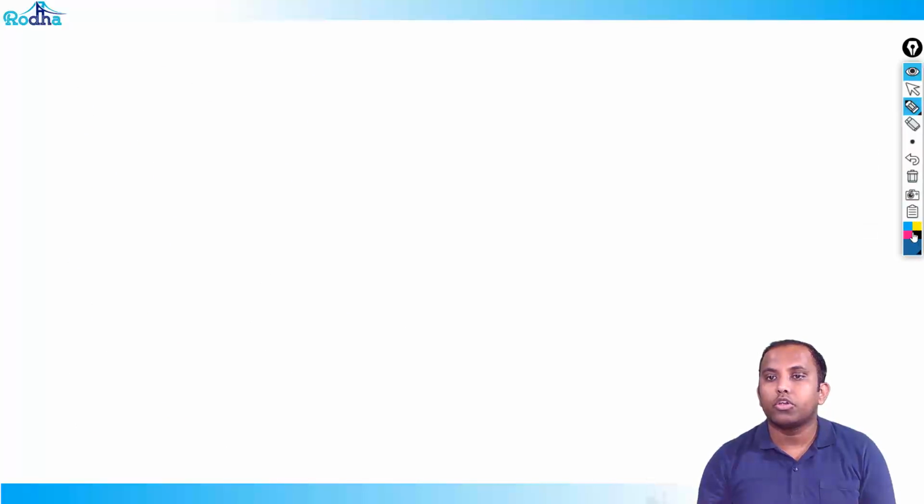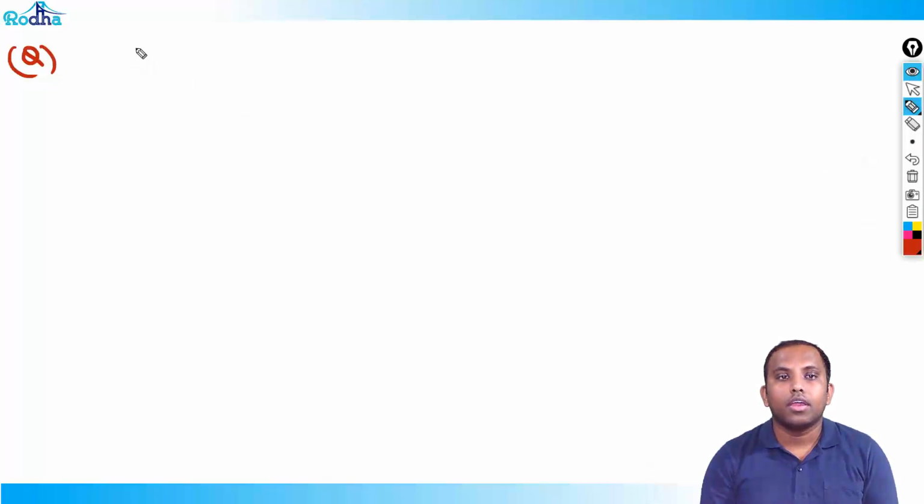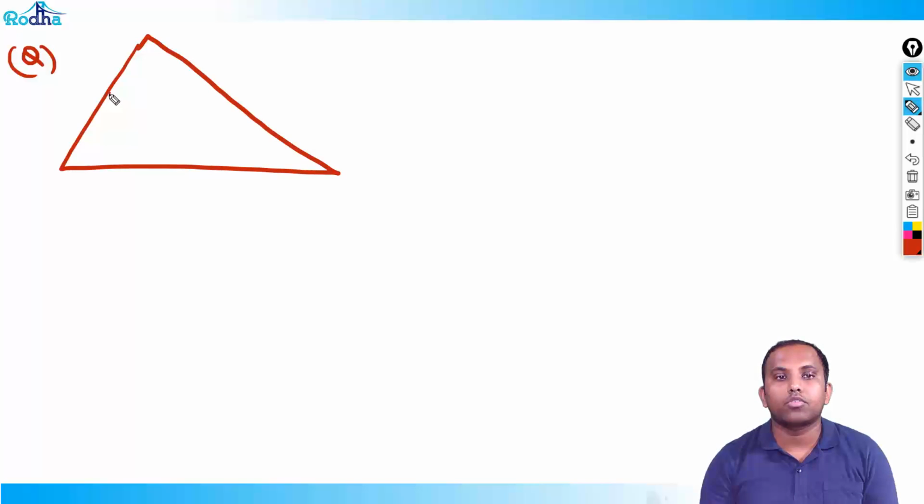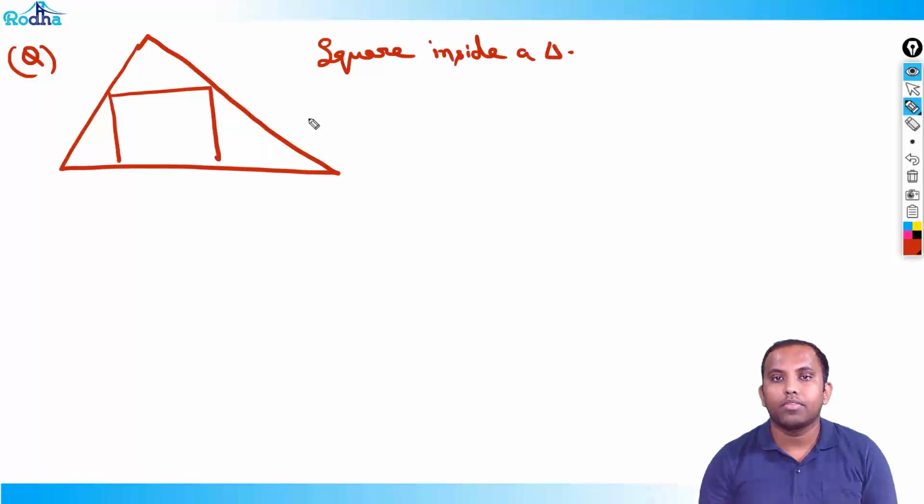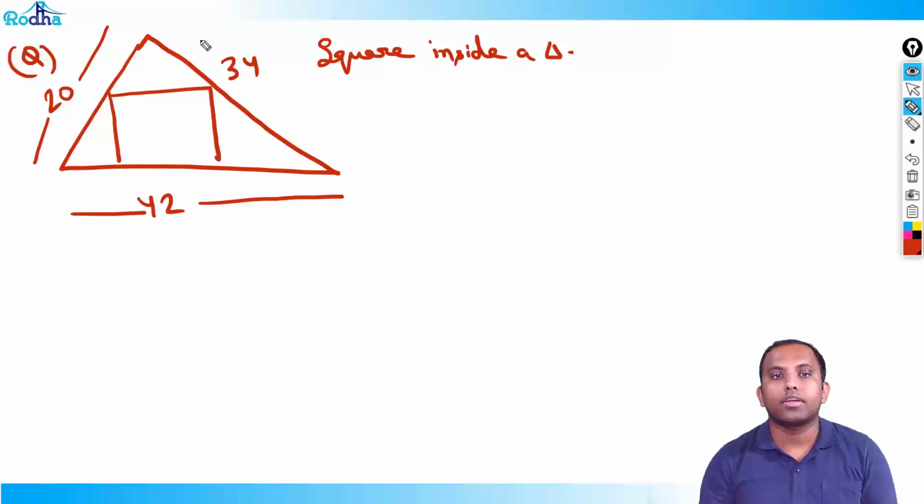Let's do a question here now. The question is, there is a square inside a triangle. Okay, let me draw a triangle here. There is a square inside a triangle like this. And the sides of the triangle are basically 20, 34 and 42. This is 42, this is 20 and this is 34, right?